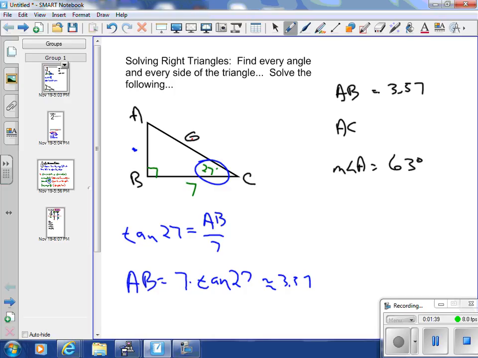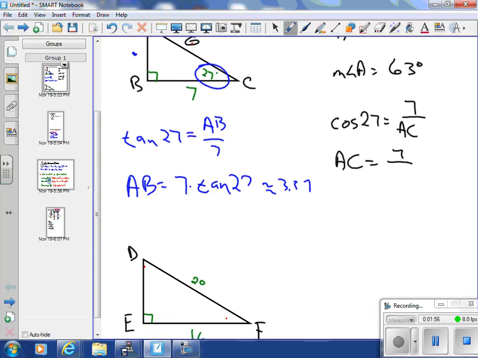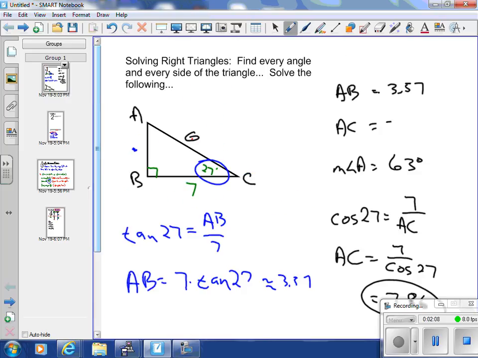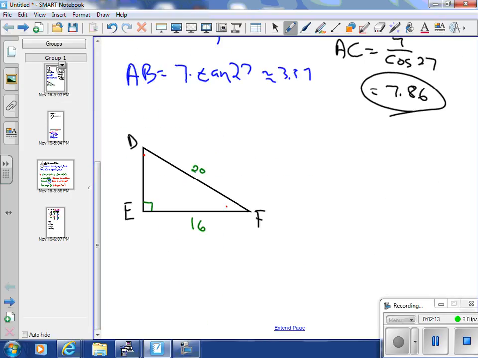We're going to do a similar thing for side AC. Here, AC is the hypotenuse. So 7 the adjacent, AC the hypotenuse. That's going to be an equation of cosine of 27 is equal to 7 over AC. When we rearrange this, we get AC is equal to 7 divided by the cosine of 27, which is approximately 7.86. So that triangle is solved.